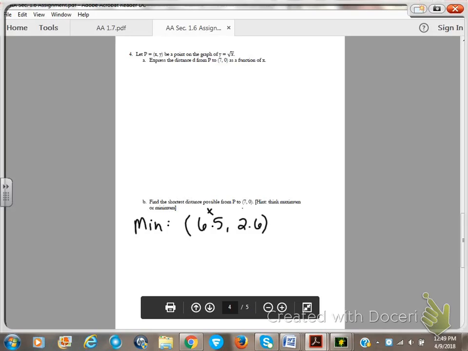Again, it's x comma y, but we didn't use y in our equation or in our function. We used d, so that second number represents the distance. And since it's asking for the shortest possible distance, the y value is what you're wanting, 2.6.